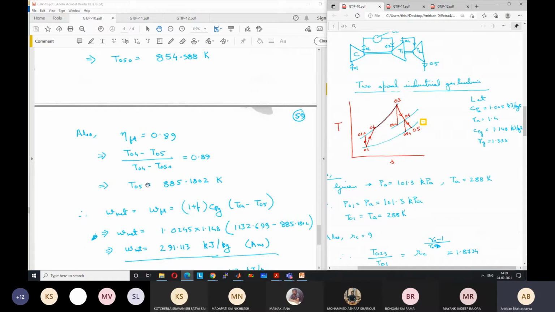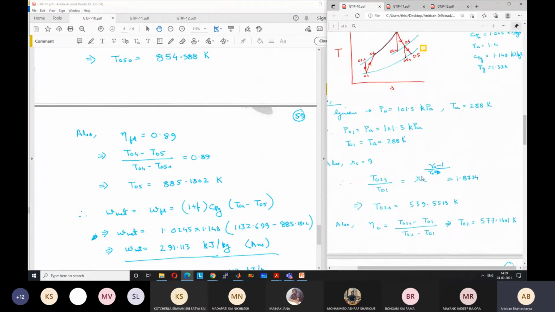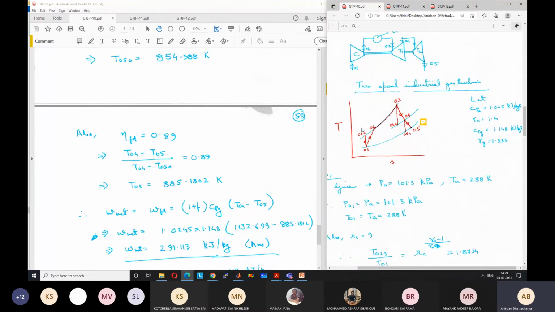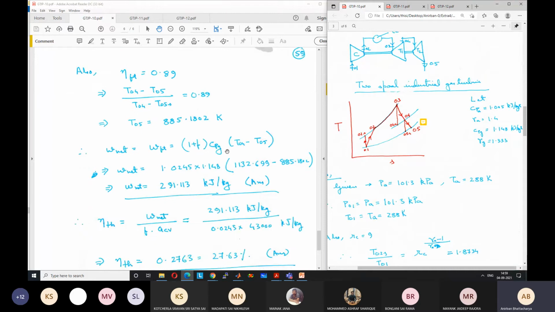But in this case, we could have recovered because T02 is much less than T05, although our diagram shows differently. What we have calculated finally, T02 is 570 something, I forgot the value, 577, and T05 is 885. So we could have used a regenerator because T02 is less than T05. Anyway, in this problem there is no regeneration. So the net work output then is the work output from the free turbine.